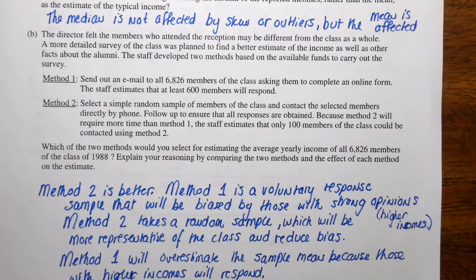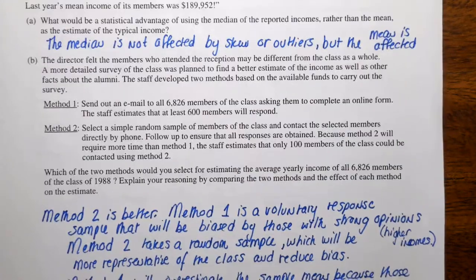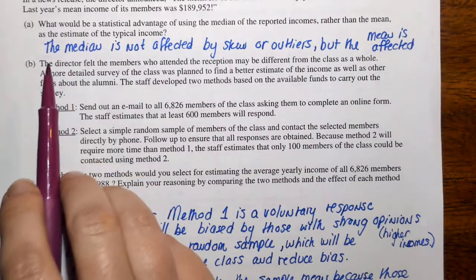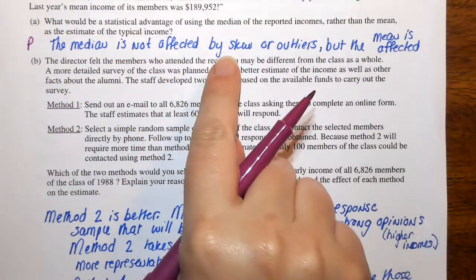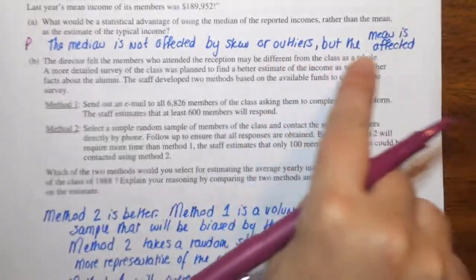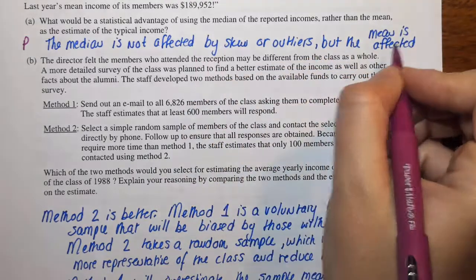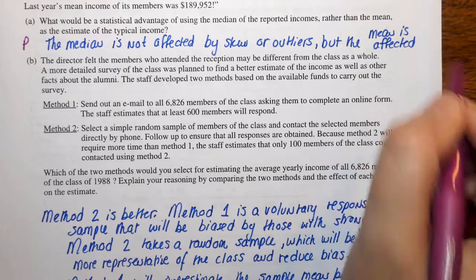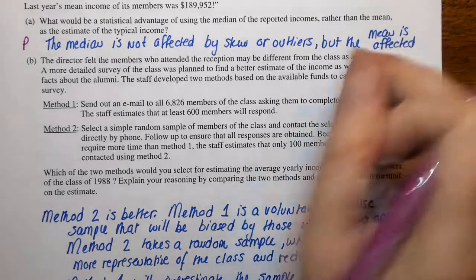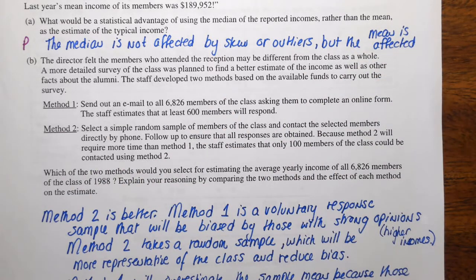Alright, so 4A. I actually gave myself a P on this one on purpose. The median is not affected by skew or outliers, but the mean is affected. Okay, this is probably exactly what most of you put. This is not good enough. So I know this might be where you get mad. One of those spots where you get mad. Again, the whole reason we're doing this.